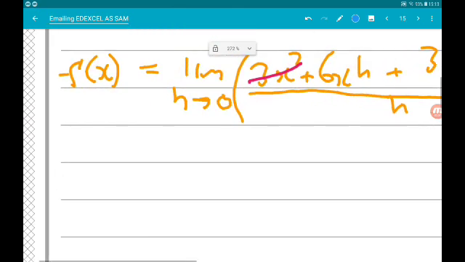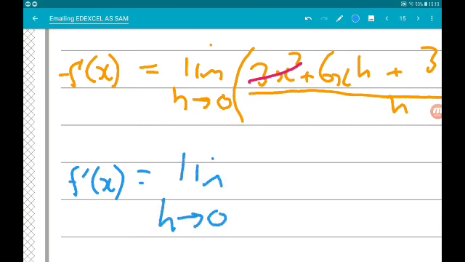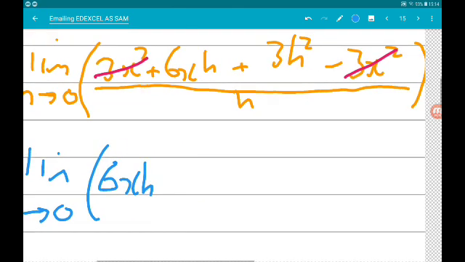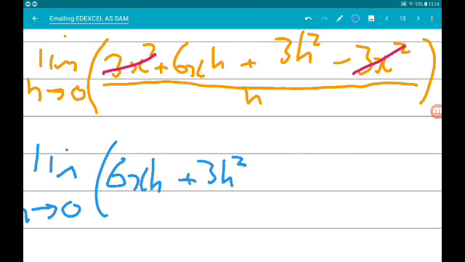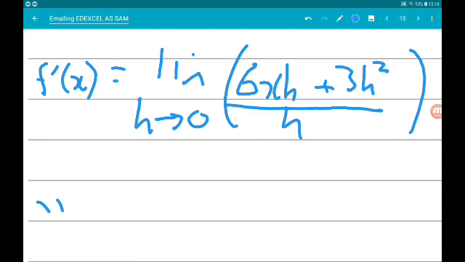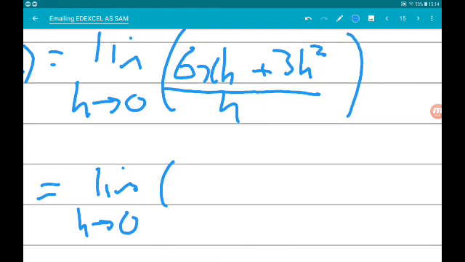So we get left with f dash of x is equal to the limit as h tends to 0 of 6xh add 3h squared all over h. Now this, if you've never seen these before, these are called ditto marks, and they're used when you have to keep writing the same thing over and over again. So there, instead of writing f dash of x again, I just put ditto marks, which means the same as above. So now the factor of h can cancel, so we get left with 6x add 3h.